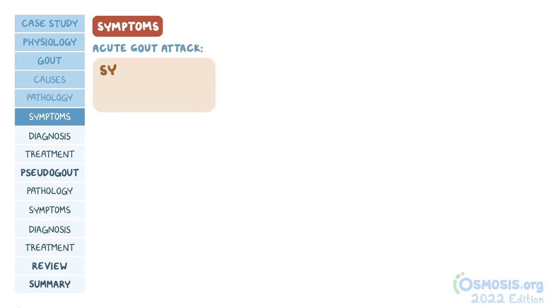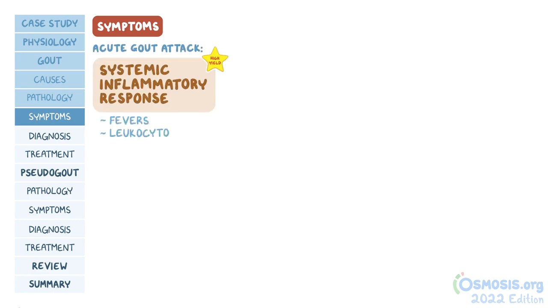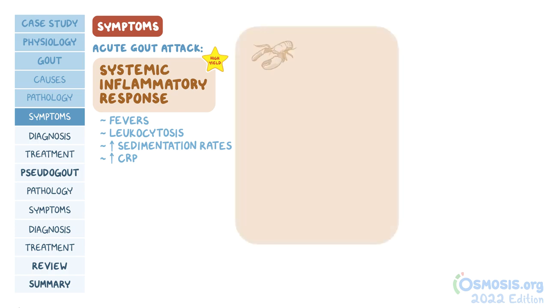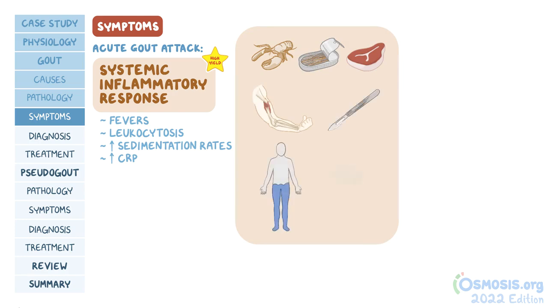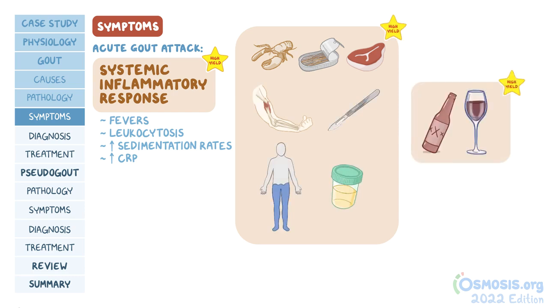Occasionally, a gout attack triggers a systemic inflammatory response, manifesting with fevers, leukocytosis, elevated sedimentation rates, and elevated C-reactive protein, or CRP. Something else to know is that the acute attack tends to occur after a large meal, with foods rich in purines, trauma, surgery, dehydration, and diuresis. They can also be triggered by alcohol consumption, because alcohol metabolites compete for the same excretion sites in the kidney as uric acid, causing decreased uric acid excretion.